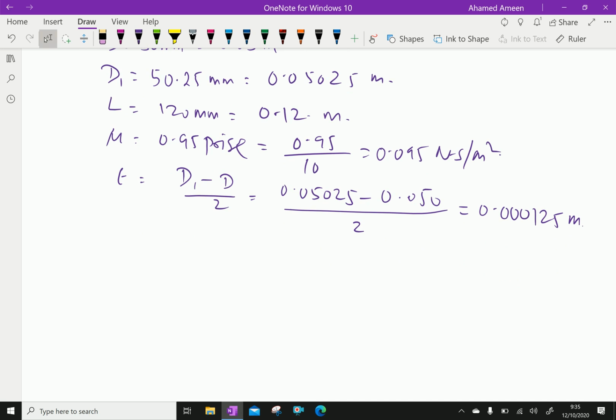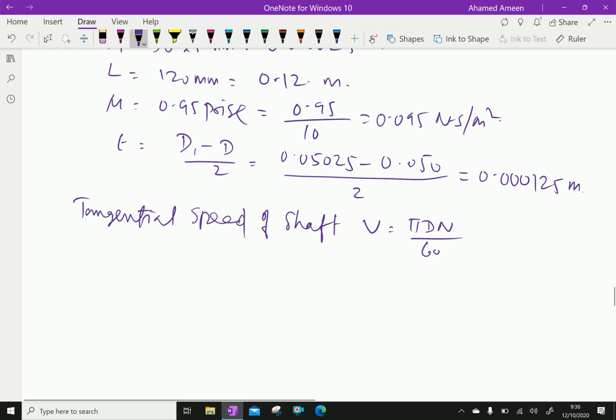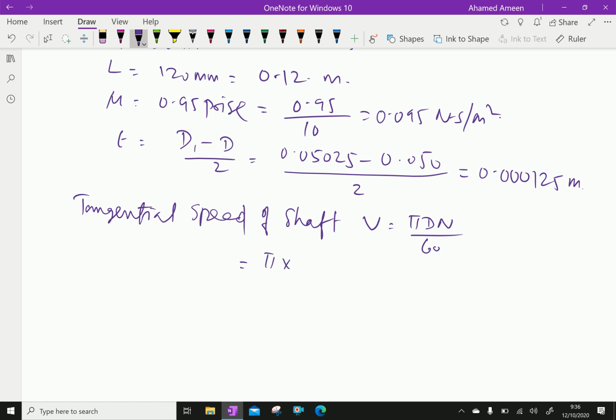Next one, the velocity. Now we will do the tangential speed of the shaft first. V equals pi d N by 60, which is equal to pi into 0.05 into 550 rpm over 60, which gives approximately 1.44 meter per second.